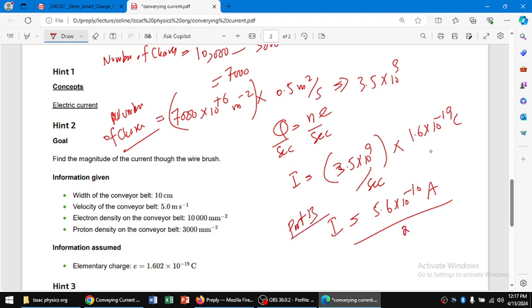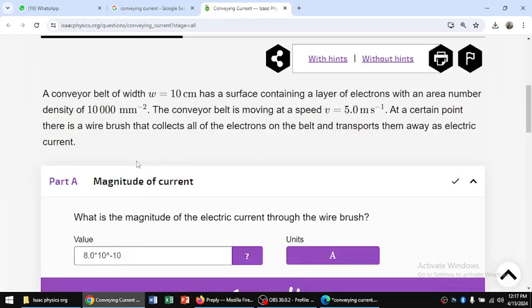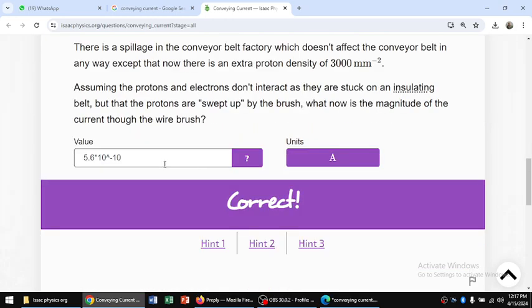So correct to two significant figures again. If we check this answer on Issac Physics, we can say that this is 5.6 into 10 power minus 10 ampere.